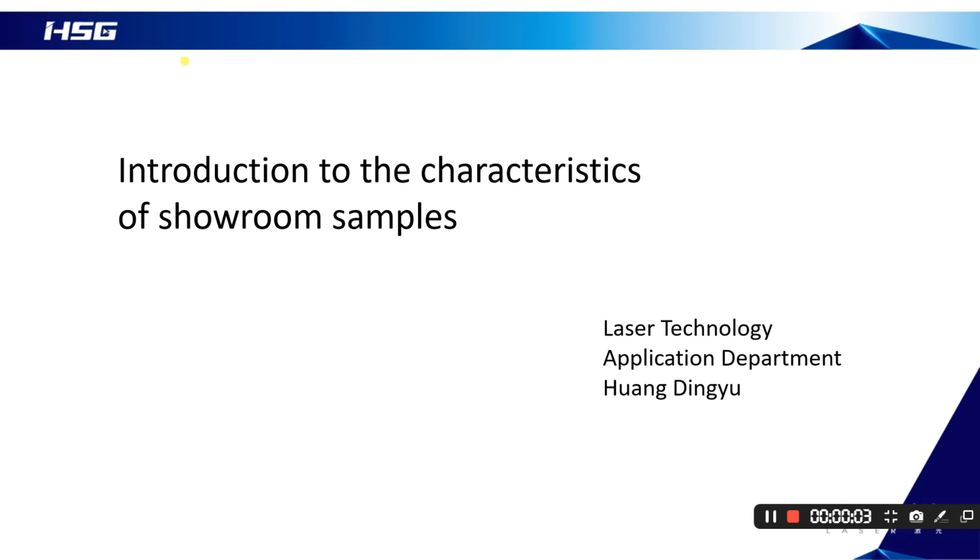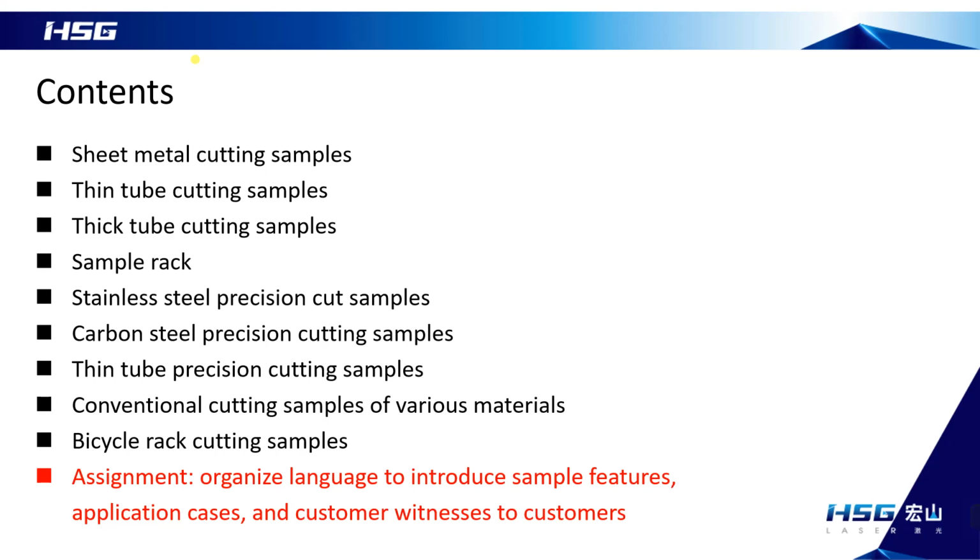Now let's talk about some samples of the exhibition hall, introducing its characteristics. The content of our section is mainly about sheet metal cutting, thin tube cutting, showroom, stainless steel cutting, carbon steel precision cutting, and thin tube precision cutting, or various materials of conventional cutting samples, and finally, a bicycle frame sample.